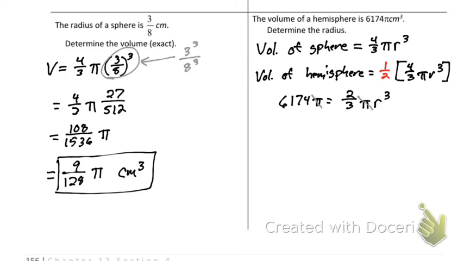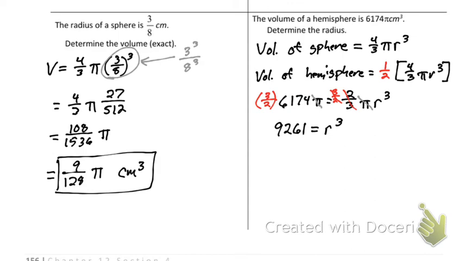How do I get rid of 2/3 from that right-hand side? Multiply by the reciprocal. In this case, it'd be 3 over 2, right? So I'd multiply this side by 3 over 2, because that would cancel that out. And we'll multiply this side by 3 over 2 as well. And what is 6,174 times 3 over 2? 9,261 equals r cubed.